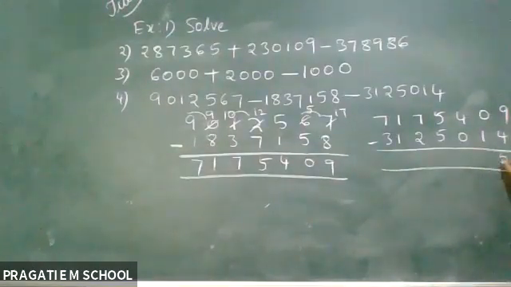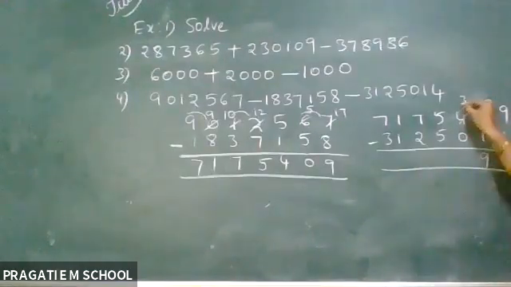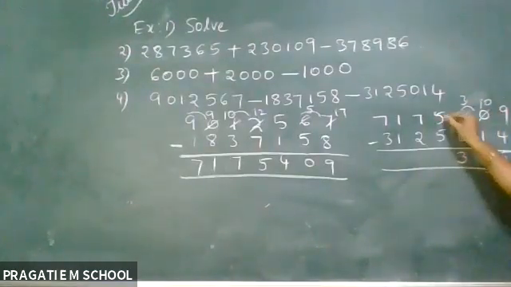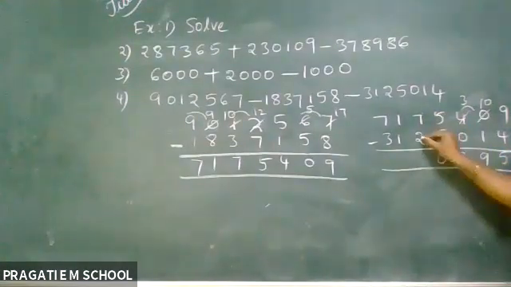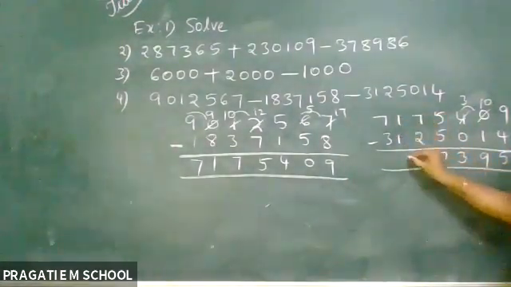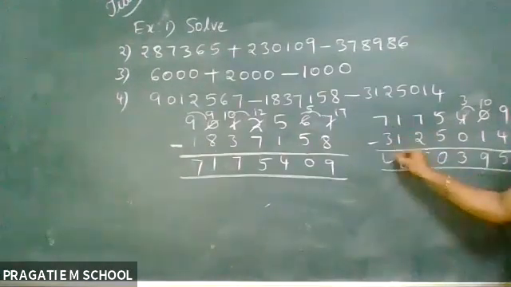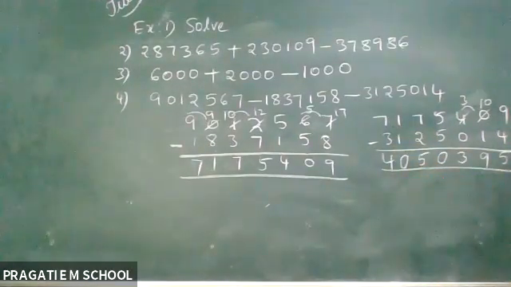We have to do the subtraction here, children. 9 minus 4, we have 5, and we have the borrowing subtraction again. 10 minus 1, 9, so 3. 3 minus 0, we have 3. 5 minus 5, 0. 7 minus 2, 5. 1 minus 1, 0. 7 minus 3, 4. So this is the answer.